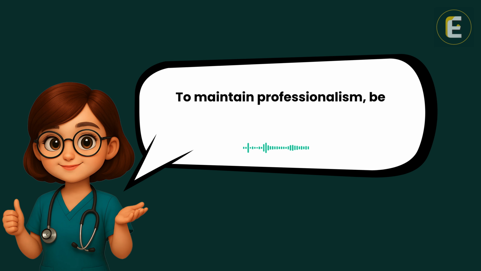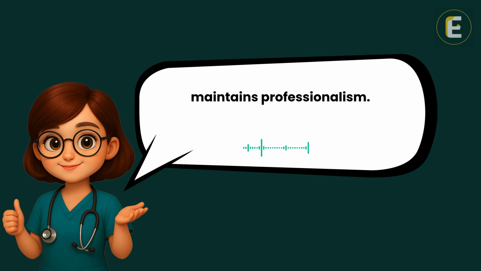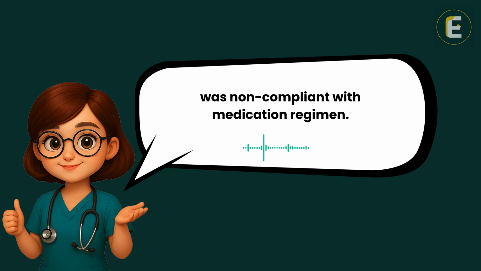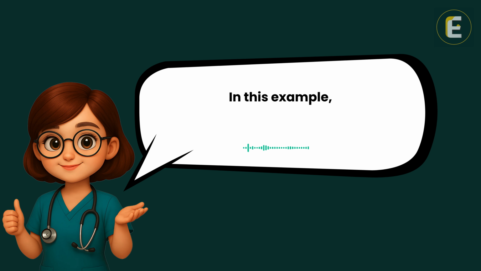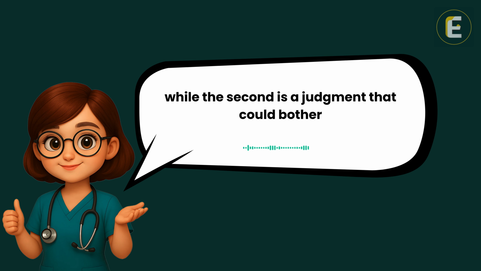To maintain professionalism, be mindful about avoiding subjective judgments. For example, write, "Patient declined medication, stating, 'I don't need it right now,'" instead of "Patient was non-compliant with medication regimen." In this example, the first phrasing reports the patient's words and actions objectively, while the second is a judgment that could bias.